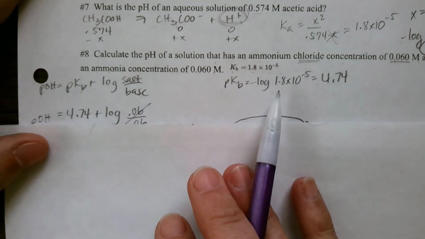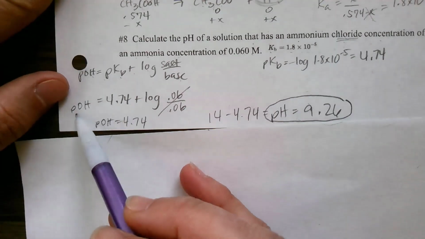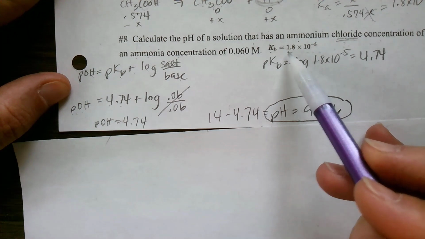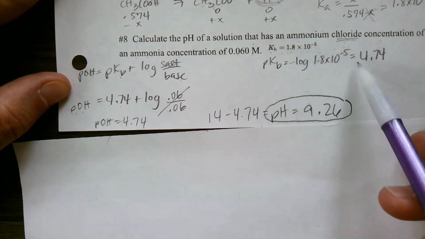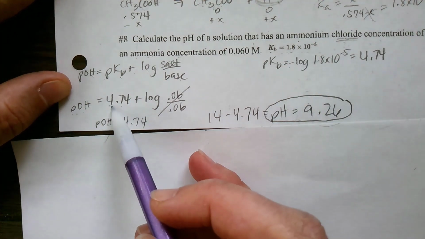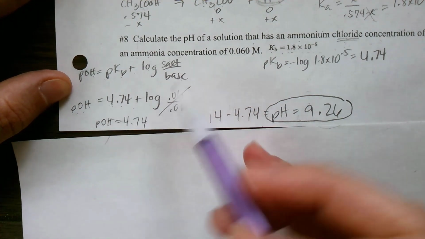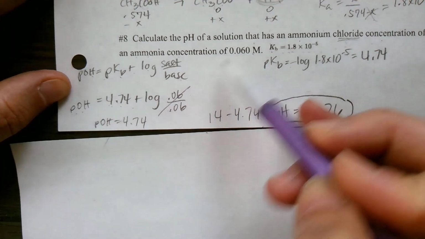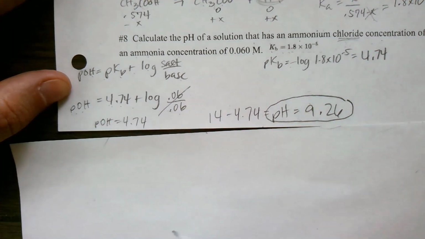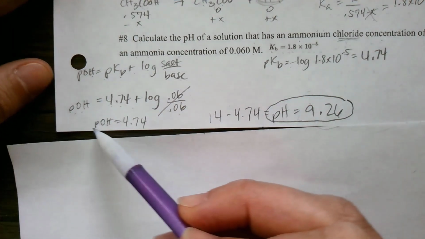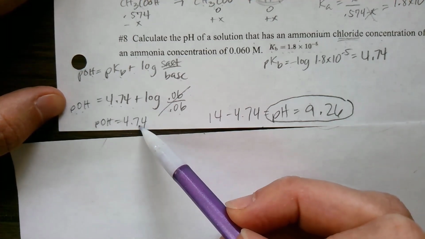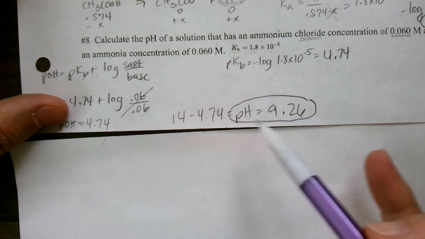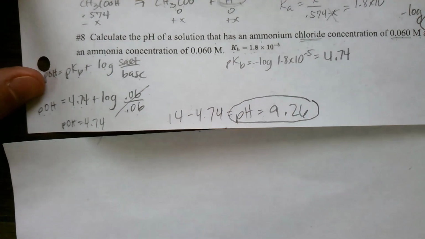Okay, so my pOH is equal to 4.74, that pKb, right? The negative log of my Kb will give me my pKb. So 4.74 plus the log of the concentration of the salt, 0.06 divided by 0.06. That will cancel out. So then the pOH is equal to 4.74. To find the pH, I just need to do 14 minus 4.74, and I would get a pH of 9.26.